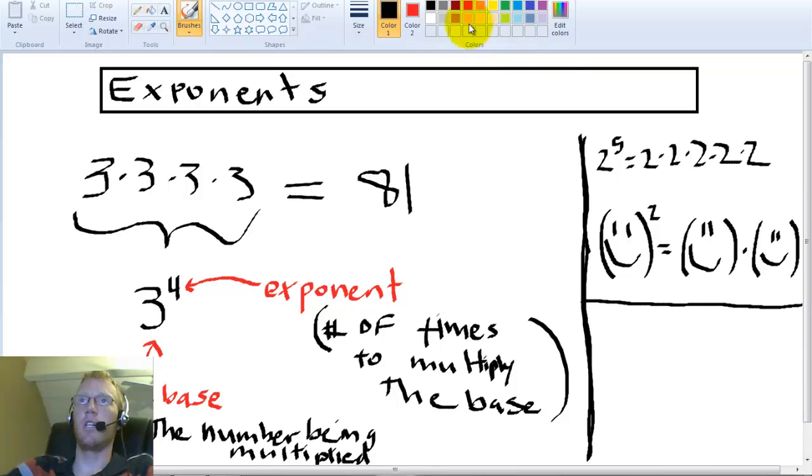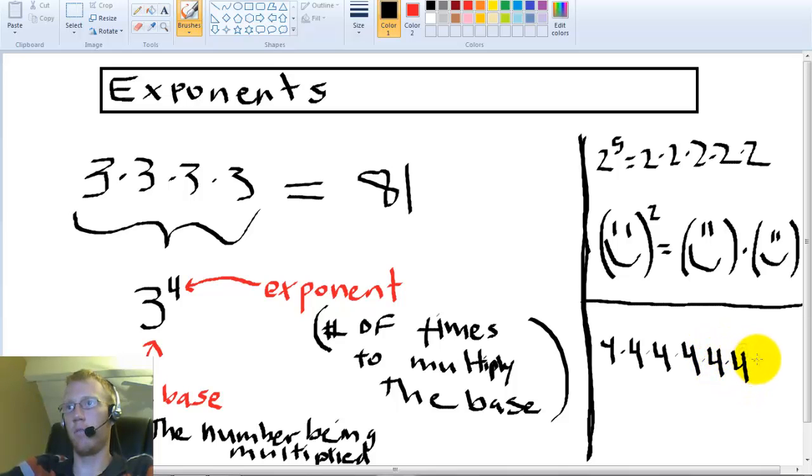So let's try one more example. Let's try 4 times 4 times 4 times 4 times 4 times 4. What does that equal? Well, they all have the same base. The base is 4, so we write 4. And then 1, 2, 3, 4, 5, 6 times. So the exponent is going to be a 6, and this is 4 to the 6th power.